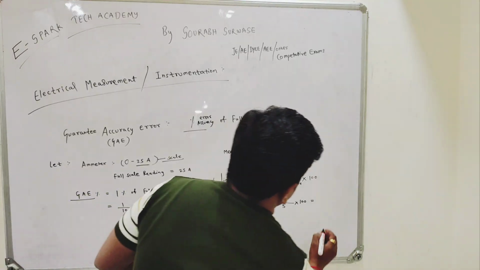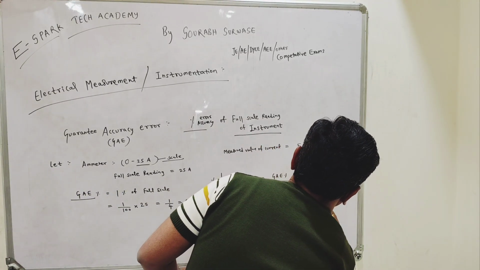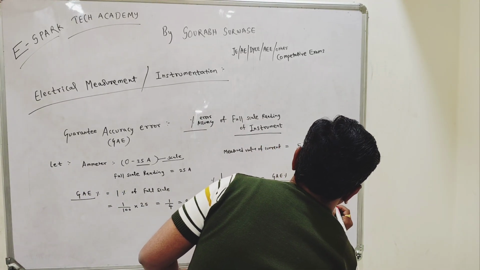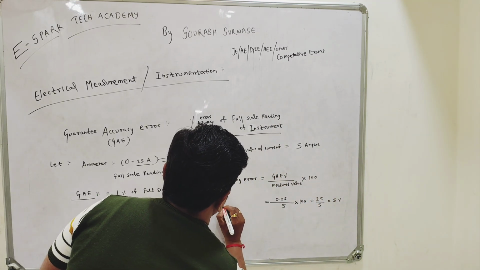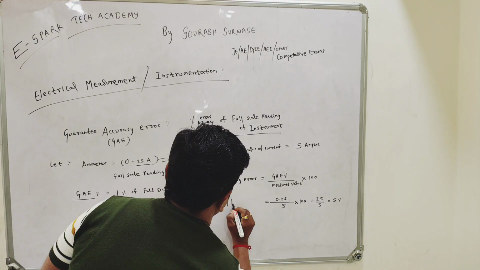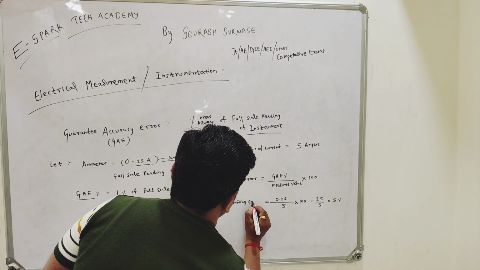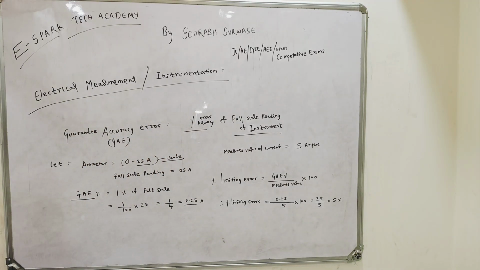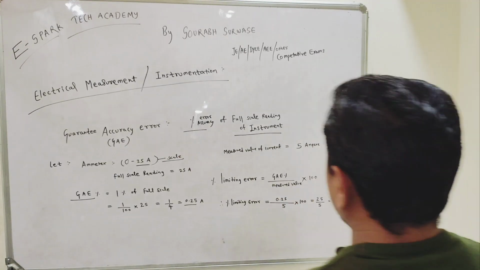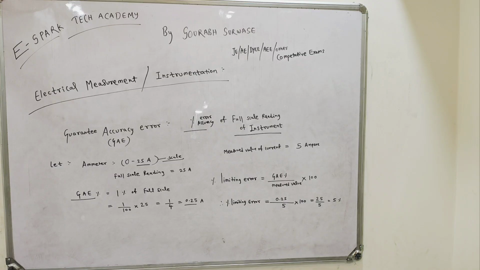Now what will be 25 divided by 5? It will be 5%. Therefore the percentage limiting error of the given problem will be 5%. Please note it down very carefully because it will be very helpful to you as far as your exams are concerned.